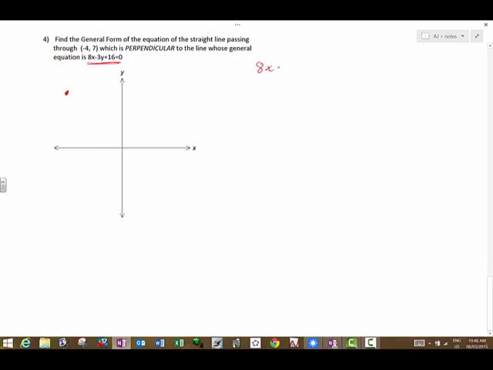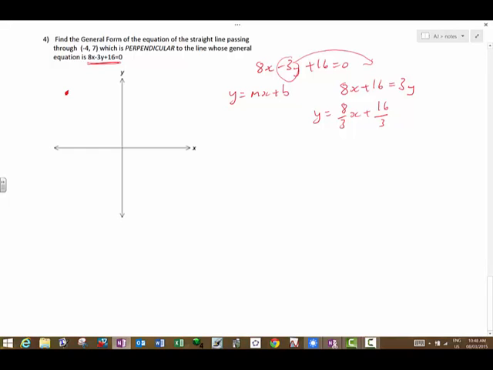So 8x minus 3y plus 16 equals 0. This doesn't really tell me anything. I need it to be in the form y equals something x plus something. So I need to convert this to something more recognizable. So let's move the minus 3y over to make it positive. So 8x plus 16 is equal to 3y. And now divide by 3, so y equals 8/3 x plus 16/3.